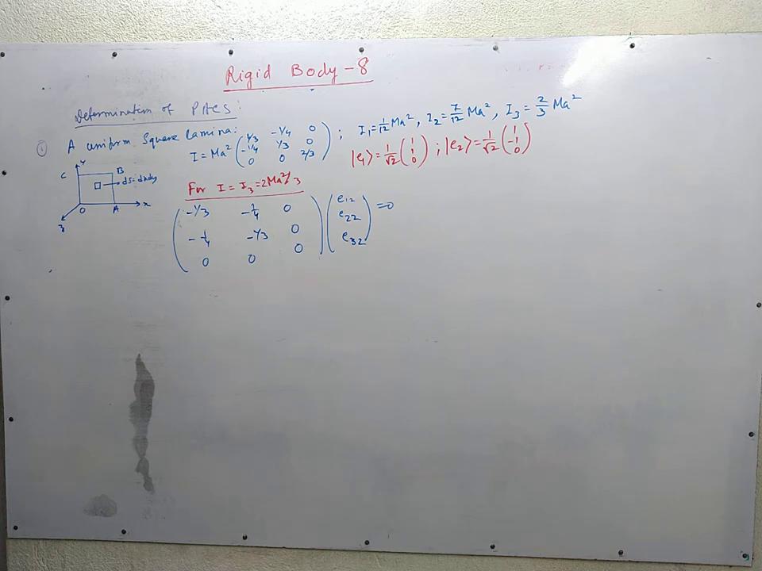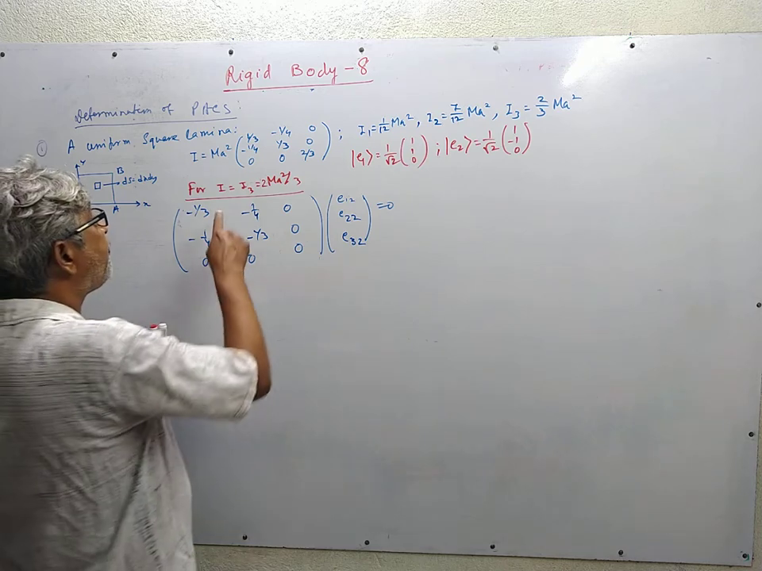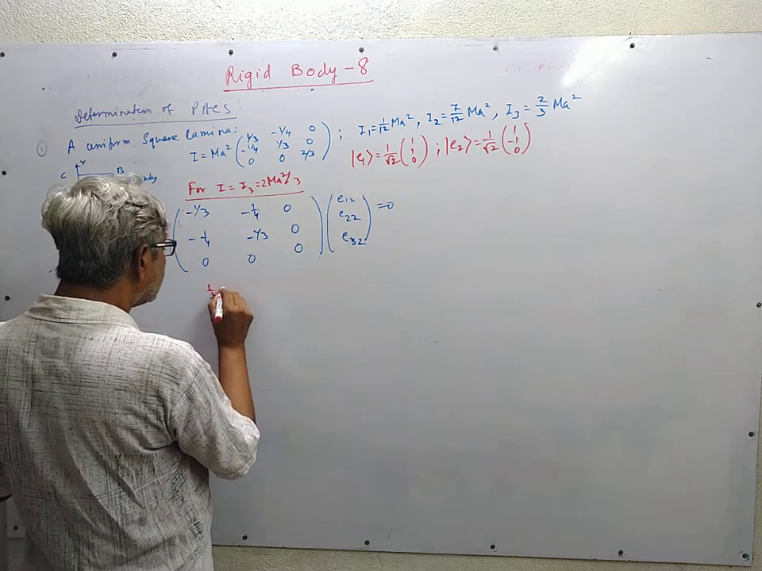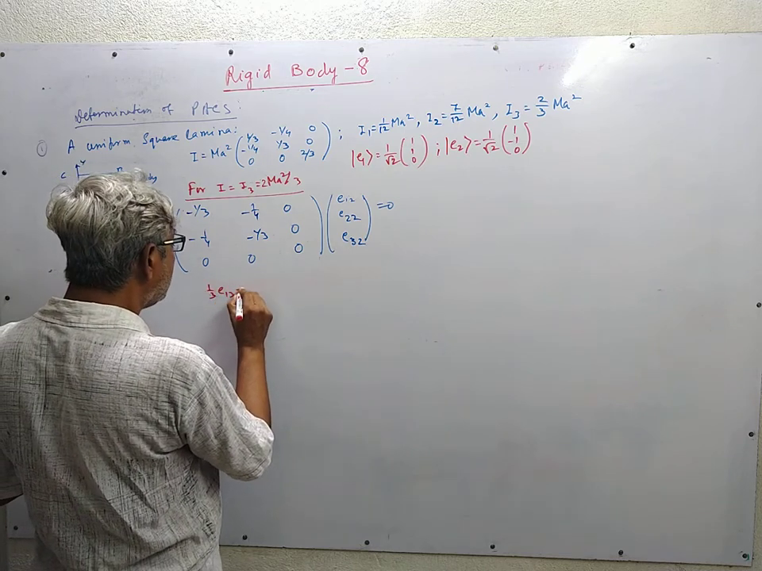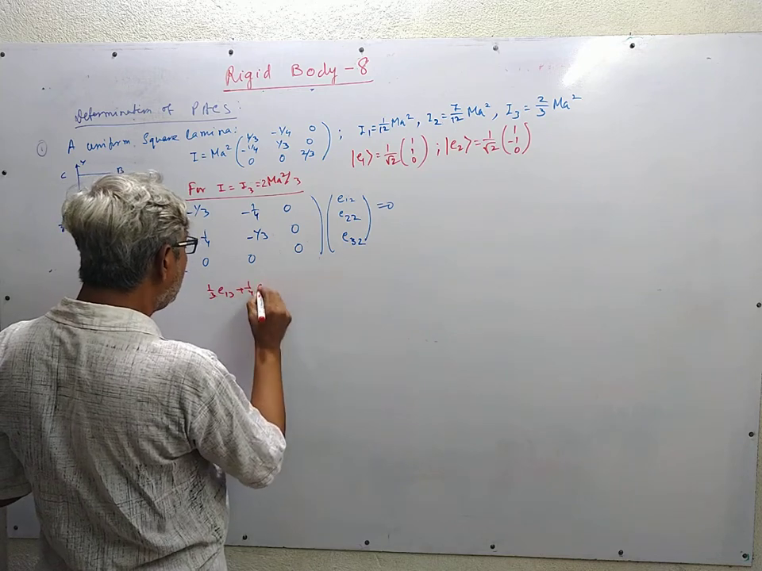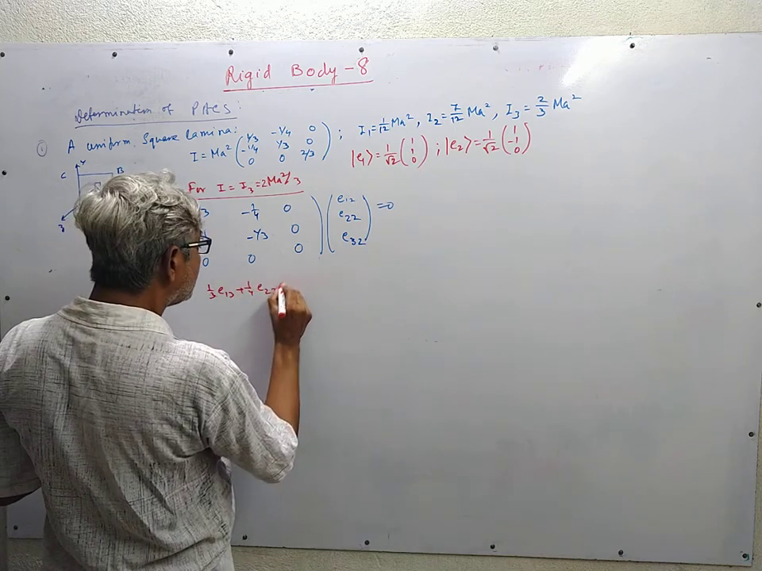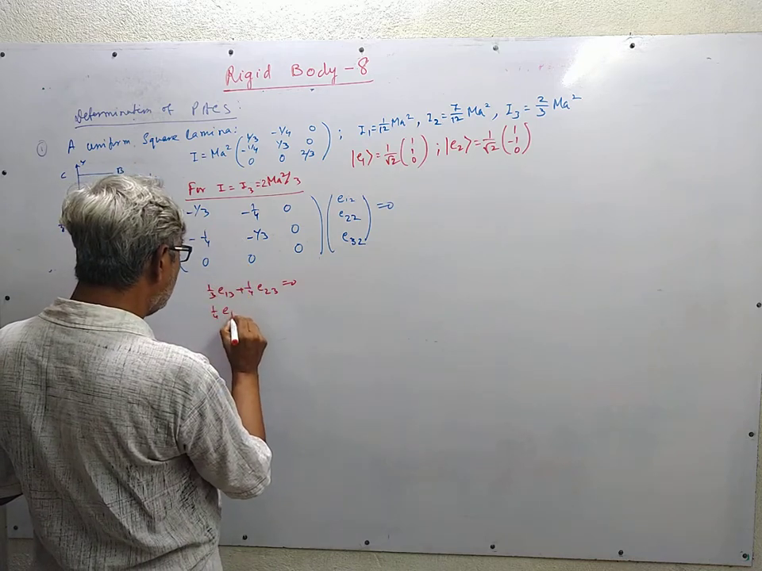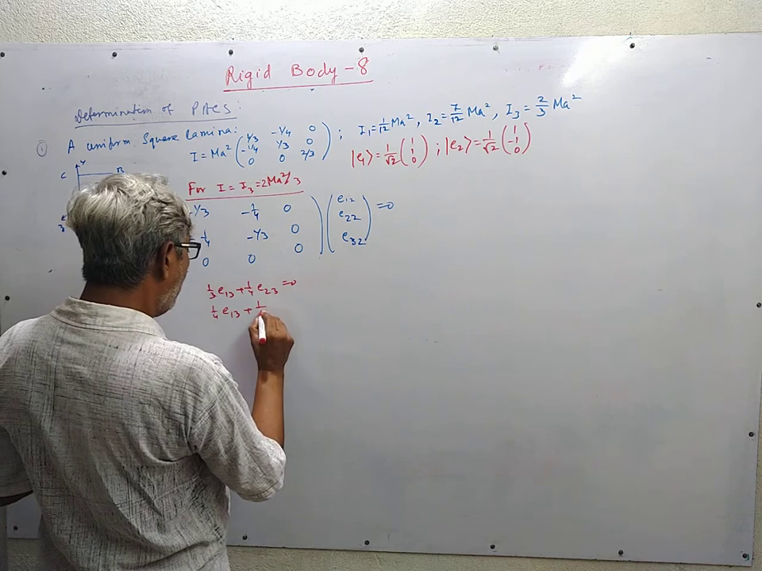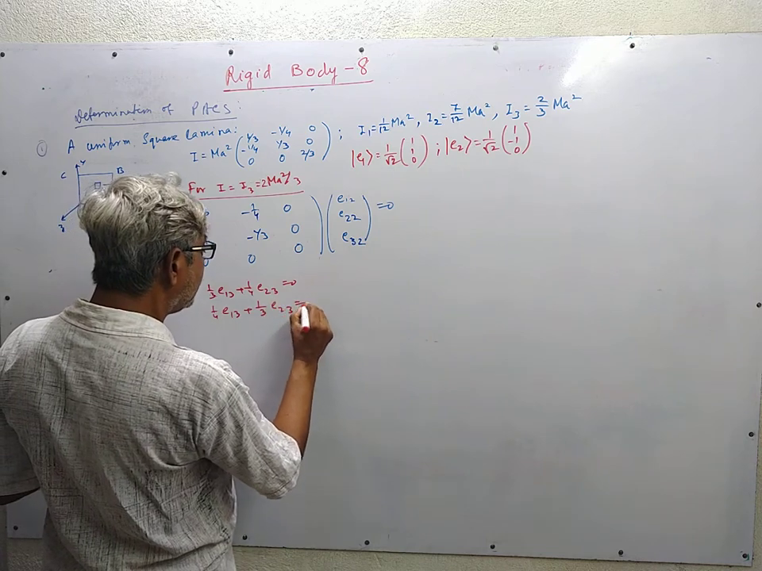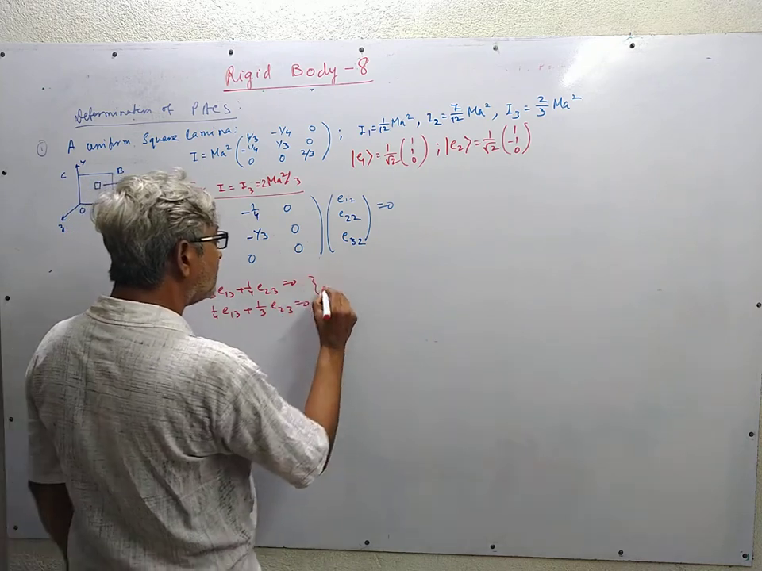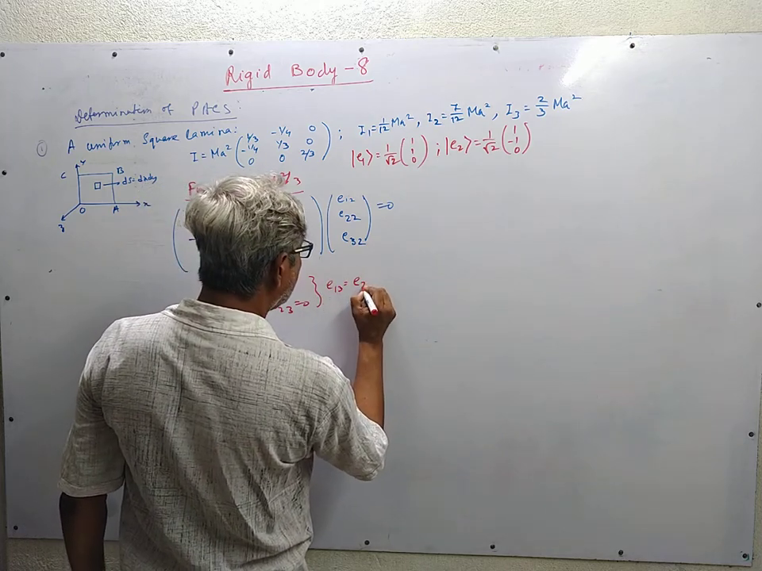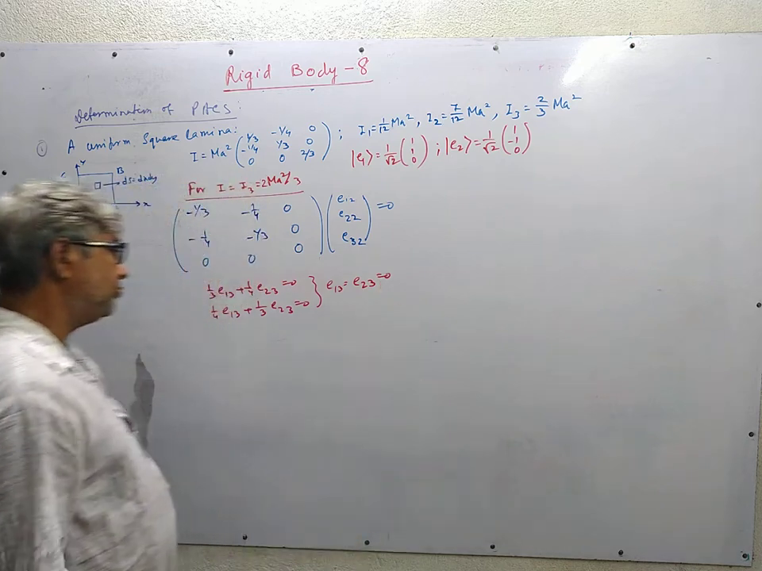So this is the matrix. If we multiply the first one, we have 1/3 E13 plus 1/4 E23 is equal to 0. For the second equation, 1/4 E13 plus 1/3 E23 is equal to 0. If we work that out, we see that E13 = E23 = 0 is the solution.